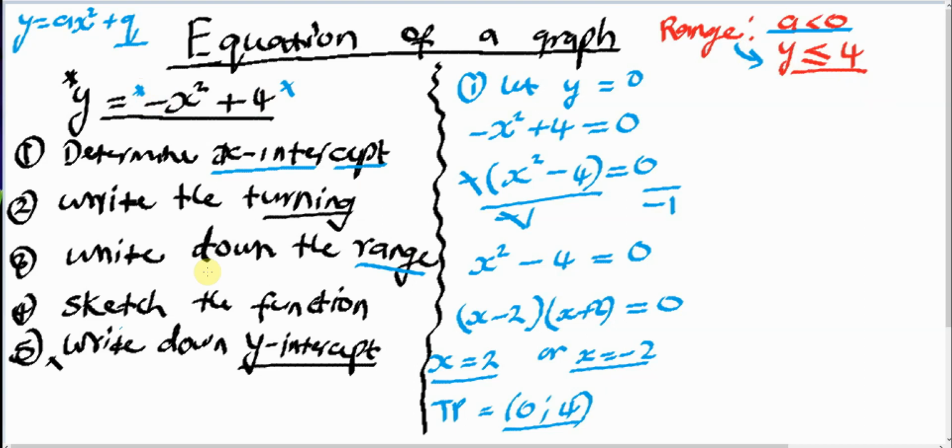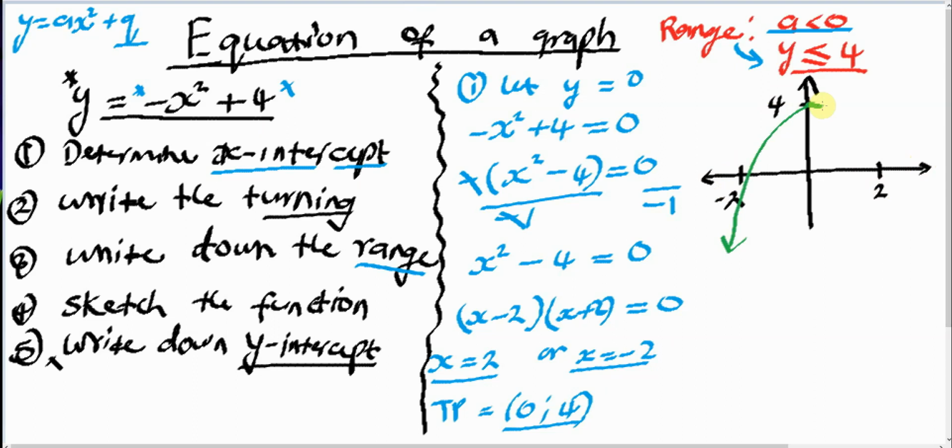Then to sketch the function, I can just have my graph as follows. You put the value of q right there, which is +4, and then you also put the x-intercepts -2 and +2, and from there you can sketch your graph. It will have a frown face like we expected, since the value of a is less than 0. And then from there you can have your y-intercept. Basically the y-intercept is also the same as the turning point.